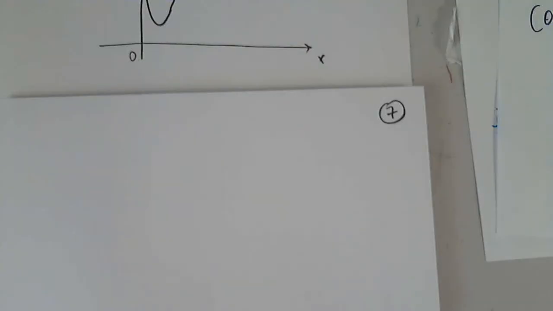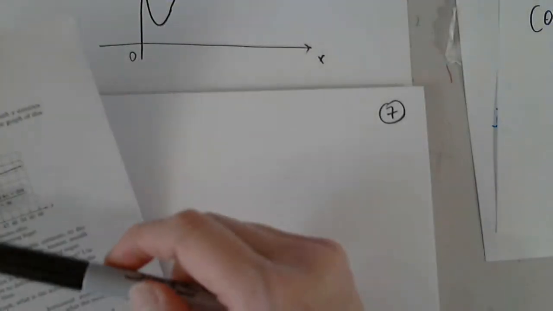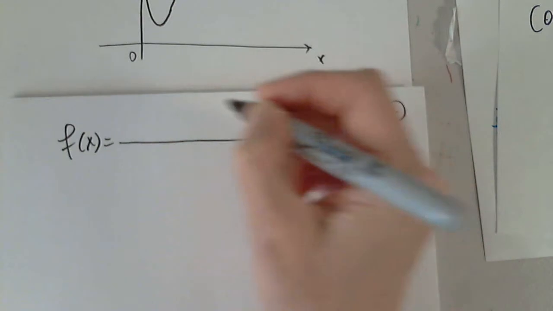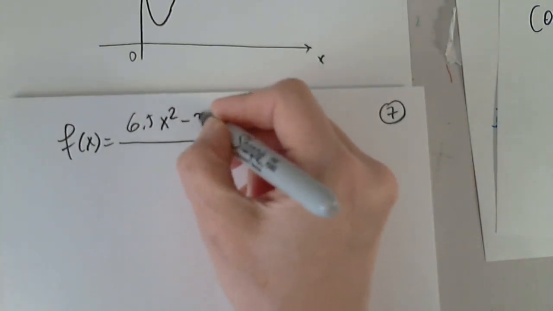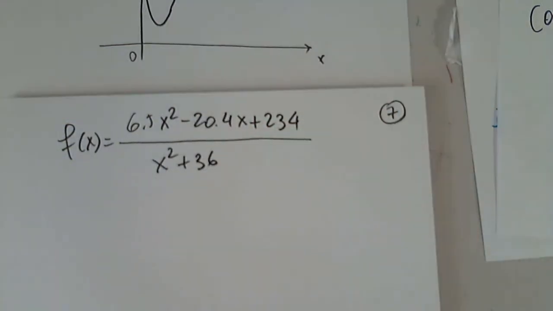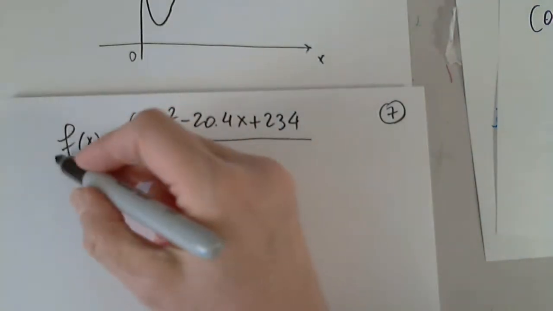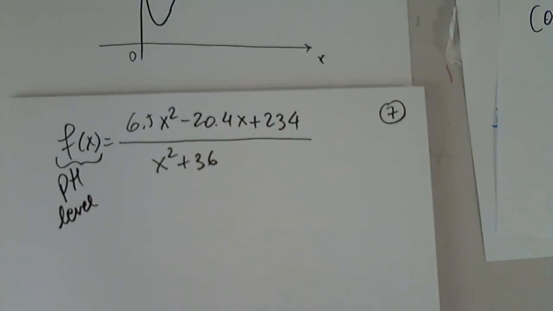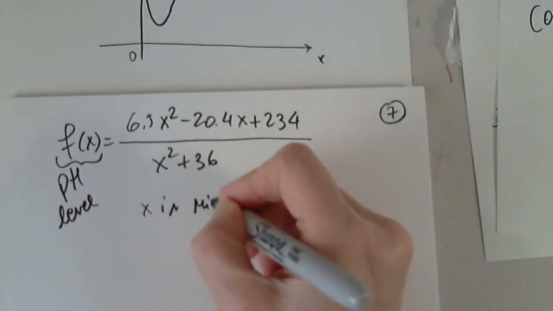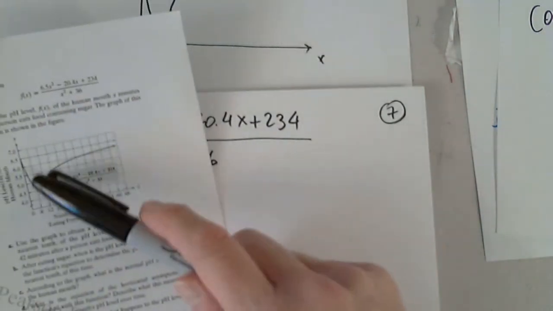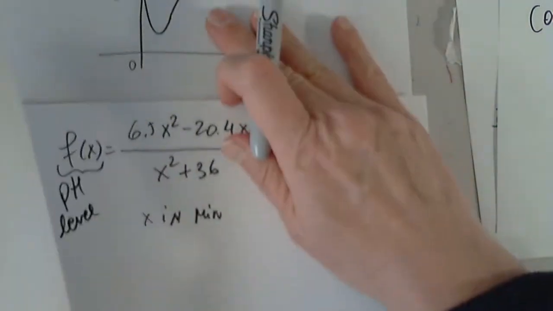Okay. Good, so coming back to our problem in 101, page 428. It says the pH level, so this function gives the pH level, 6.5x squared minus 20.4x plus 234 over x squared plus 36. So this is the pH level. No measurement unit for it. And x is in minutes after a person eats food containing sugar. The graph of this function is shown. This is the pH level, what happens to it.